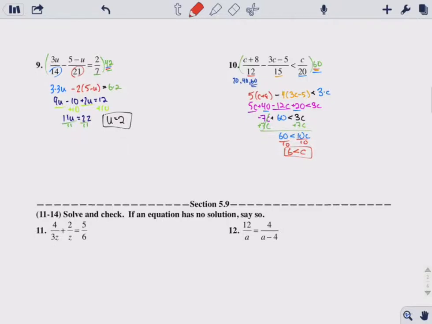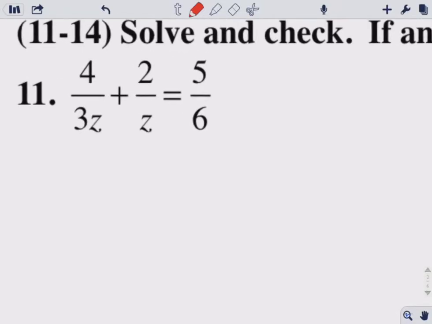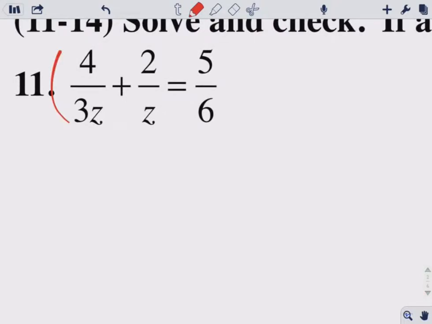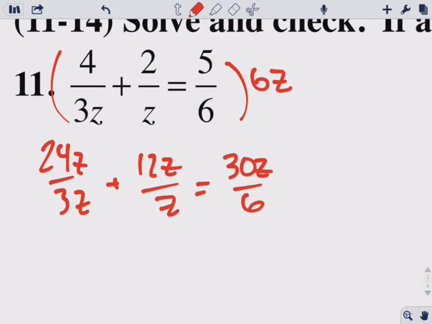Alright, moving on to section 5.9. We solve and check. If the equation has no solution, then say so. Okay, GCF is 6z. 3 and 6, the GCF is 6. Z goes into z. Okay, so I get 4 times 6z. Actually, I'll go ahead and do that out. I get 24z over 3z plus 12z over z equals 30z over 6. Simplify where I can simplify.